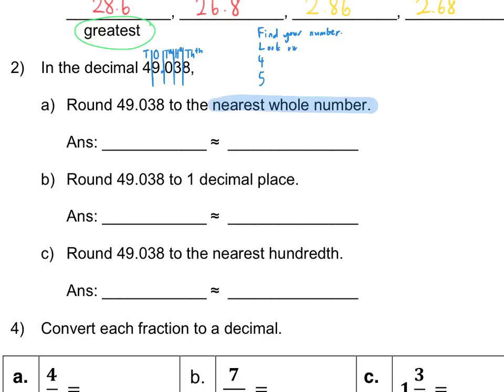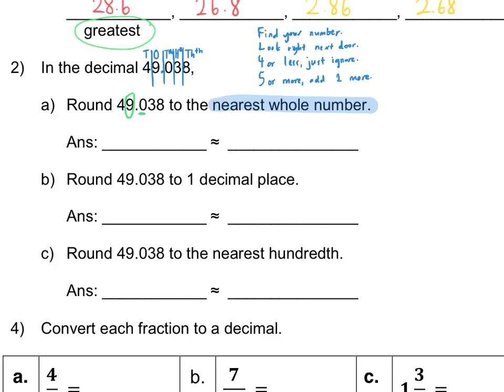Look right next door. 4 or less, just ignore. 5 or more, add 1 more. So in this case, we are supposed to round to the nearest whole number. So which number should we circle? The whole number is in front of the decimal point, directly in front. We circle digit 9. This is the number that we find.